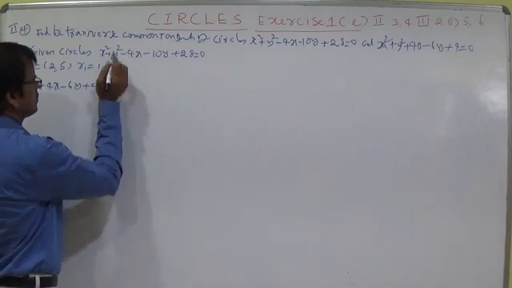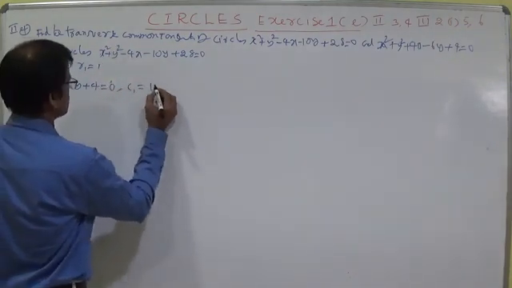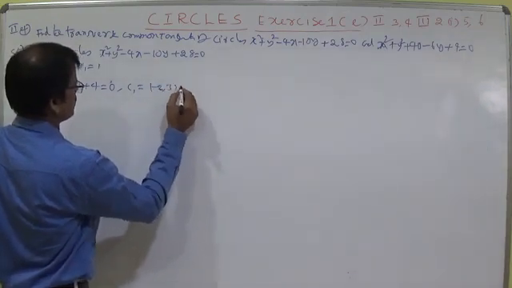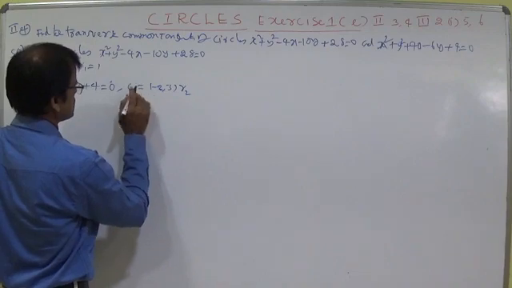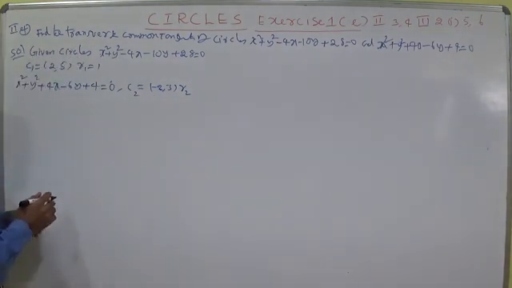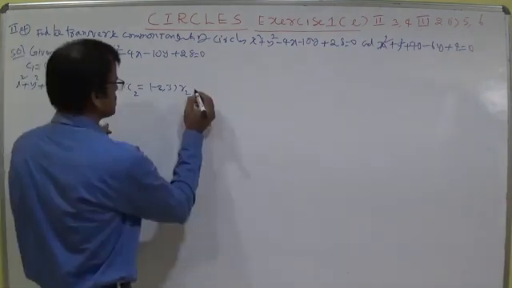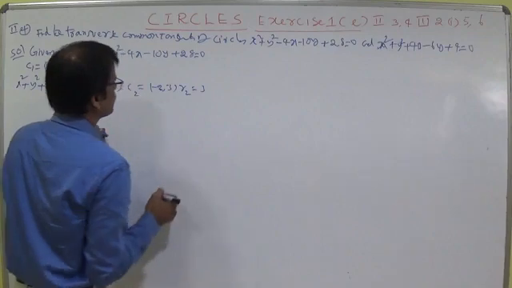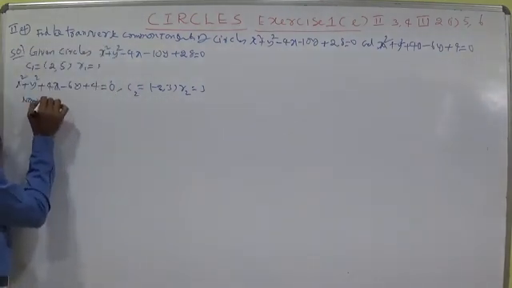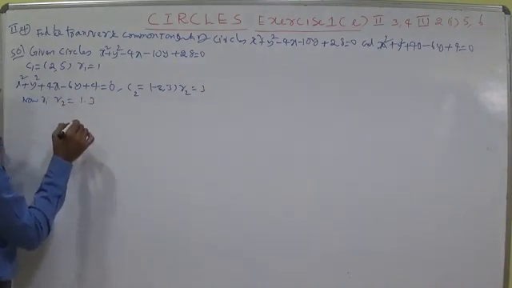Using this circle you write C1. C1 is equal to (-2, 3). No, this is not C1, this is C2. C2 is equal to (-2, 3) and R2 is equal to root of g square plus f square minus c, which is 4 plus 9 minus 4, so it is 3. R2 equal to 3. Now you can write R1 is to R2, there is no simplification, 1 is to 3 you write.